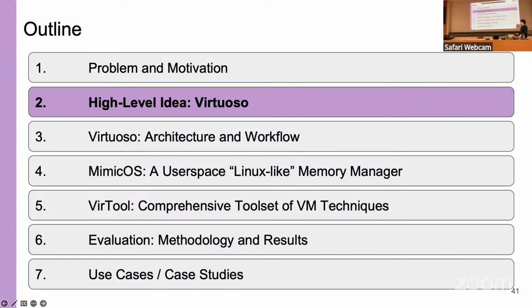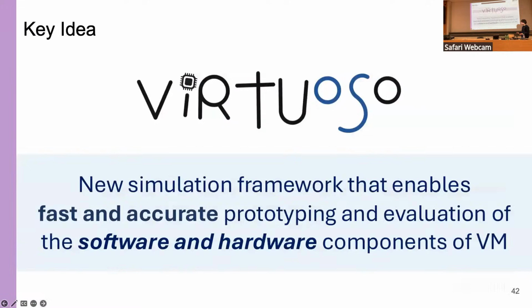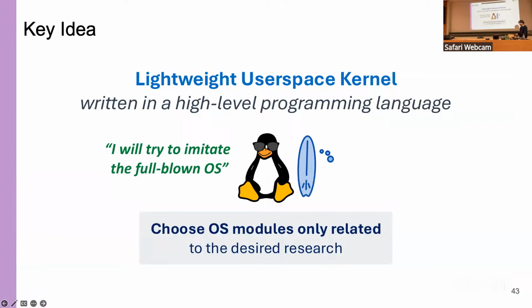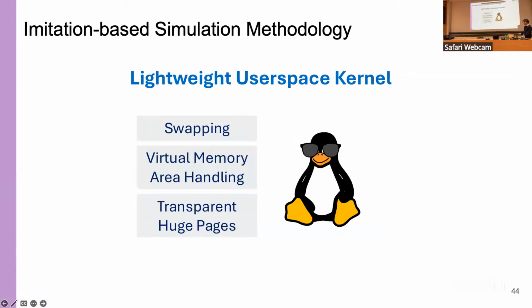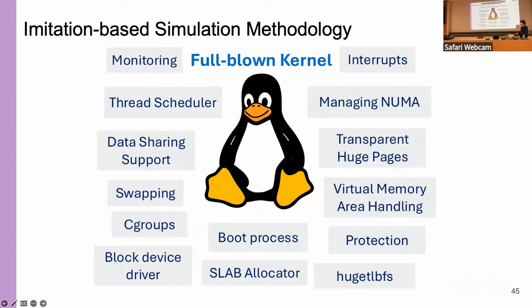Now let's take a look at the high level of Virtuoso. Virtuoso is a new simulation framework that aims to bridge the gap between emulation-based and full system simulators. It uses a lightweight user space kernel called Mimic-OS, written in a high-level language, here C++, which imitates only the VM-related parts of an operating system, roughly Linux's memory management subsystem, instead of the whole system, the full-blown kernel, right?